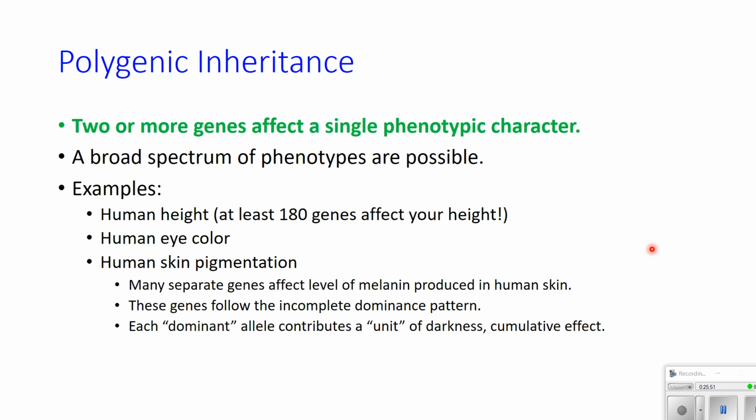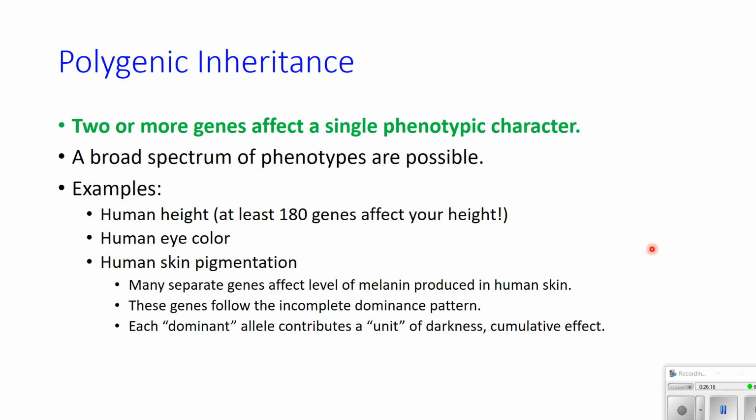Because remember, pleiotropy, which we talked about a few minutes ago, was a single gene that has many different phenotypes that it affects. It's a single gene that affects many different things. Well, this is the opposite. This is many genes, or at least 2, that affect one trait.